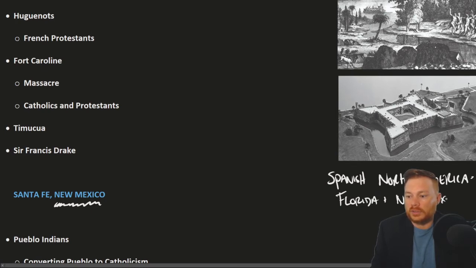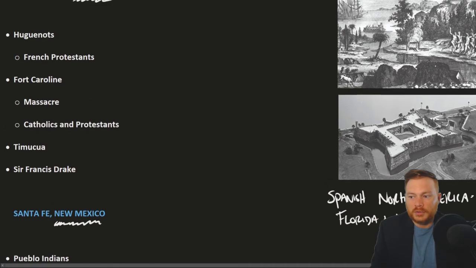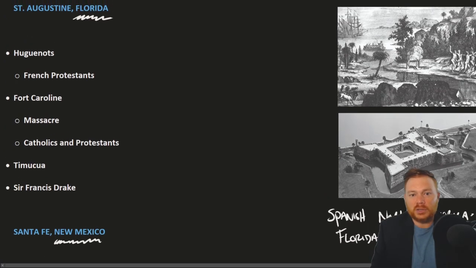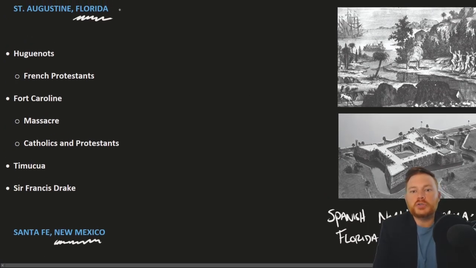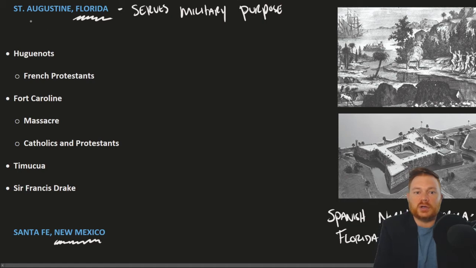Those are the areas. So in those areas, first of all, Florida. Florida, for the most part, serves for Spain more of a military purpose, right? That is the purpose for Spanish Florida. St. Augustine is the city that the Spanish set up. So how did Spain come to Florida?